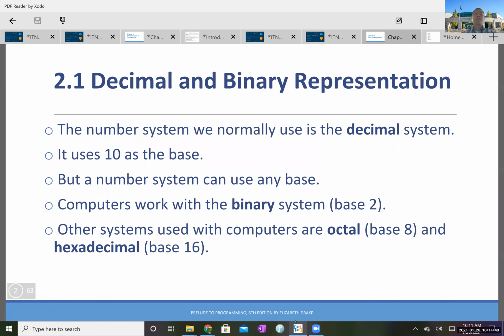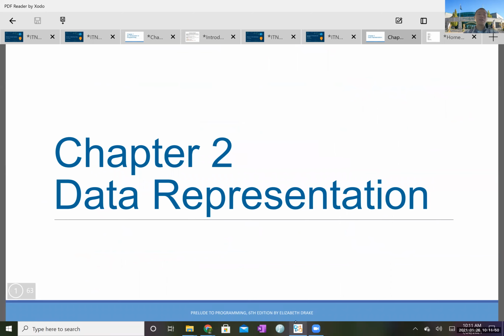So if you don't have any question, let me move to chapter 2. It's the data representation.